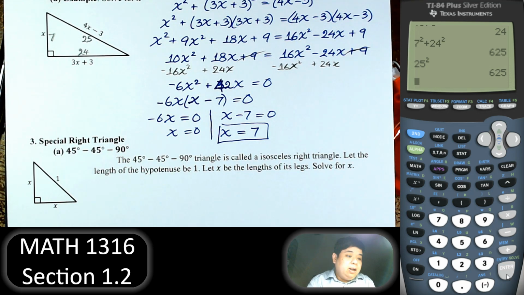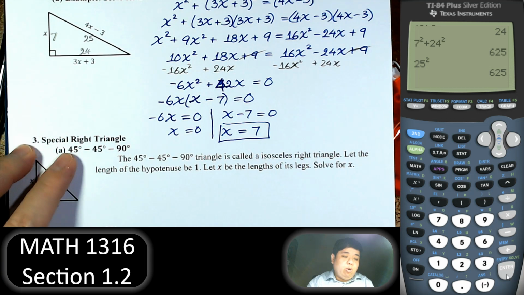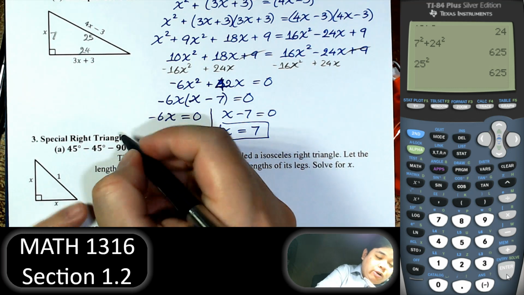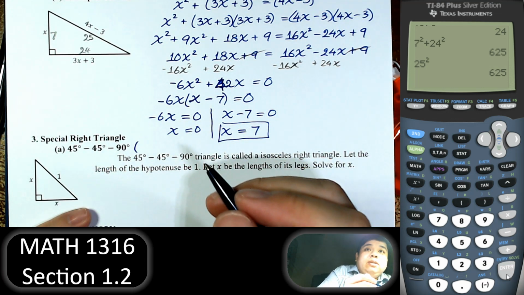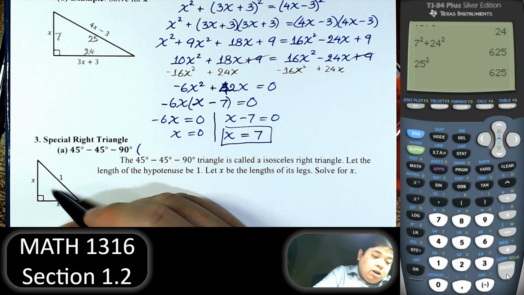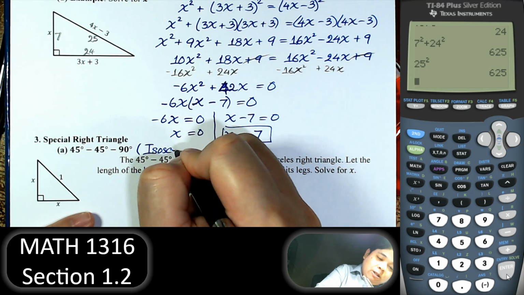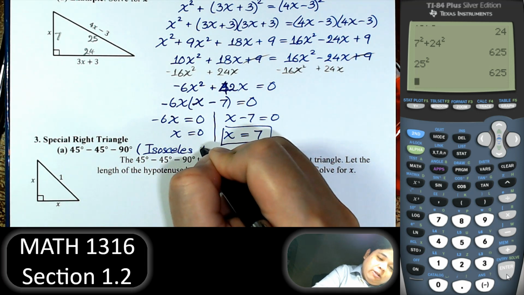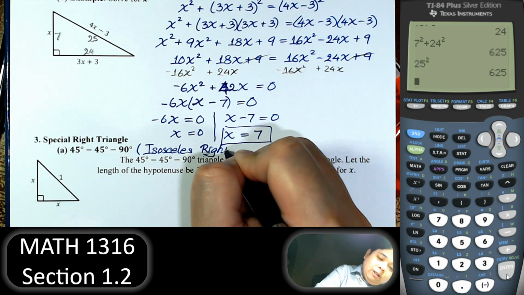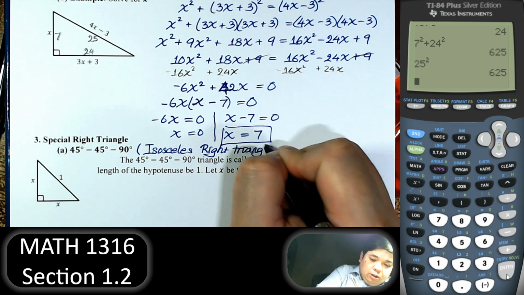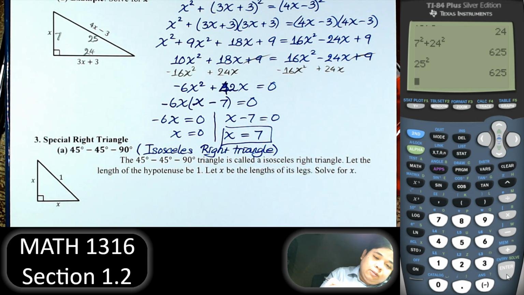So x is 7. Alright, on the right triangle, there are some special right triangles. The first one is 45, 45, and 90 degrees. This is called isosceles, because those are the same. They have the same size, so isosceles right triangle. This is also called the isosceles right triangle. Let's call that x, x, and 1.